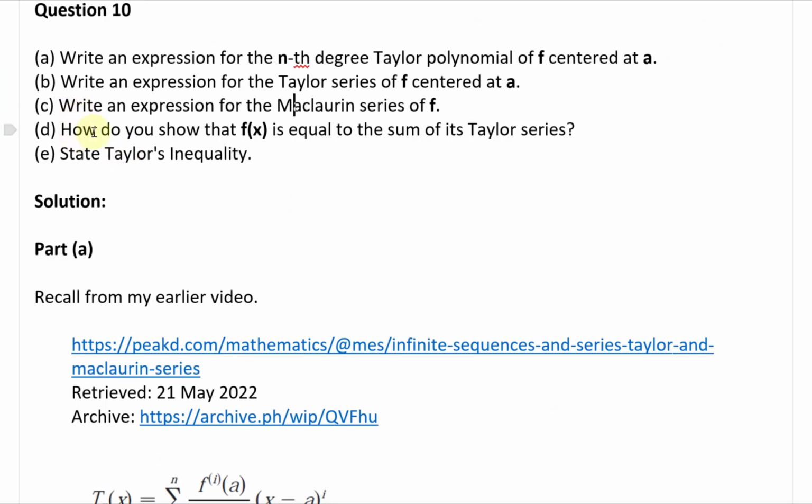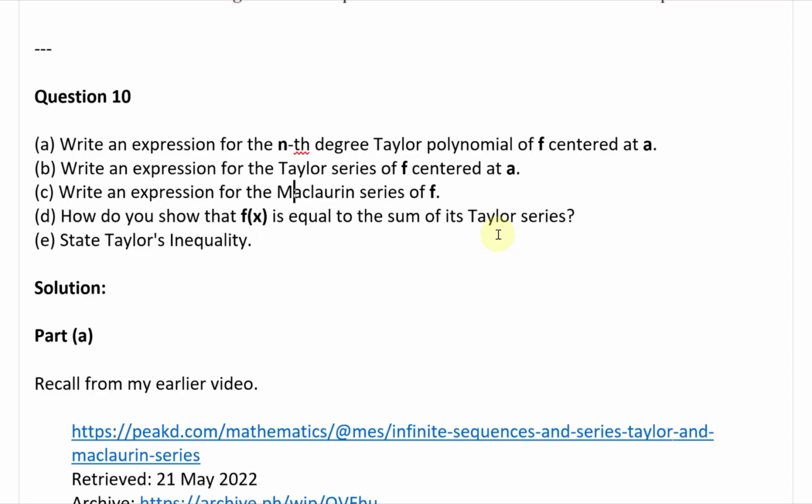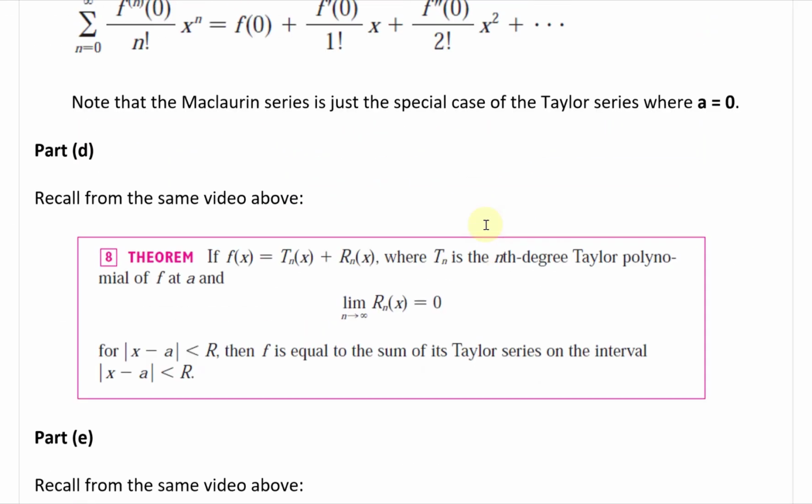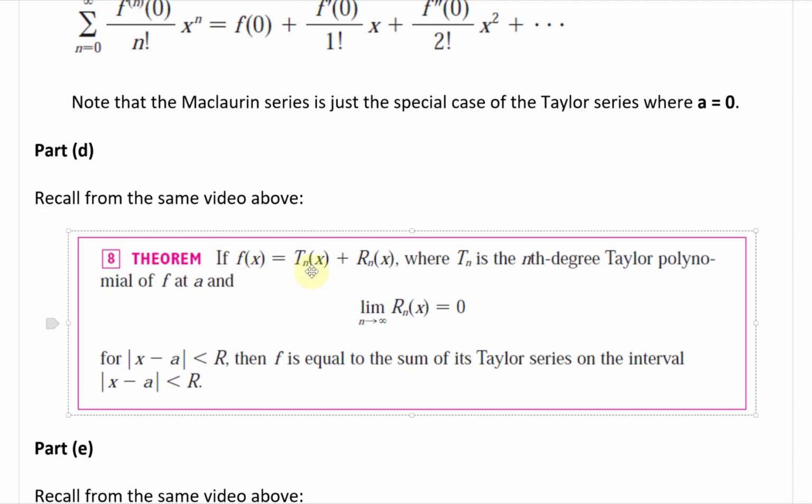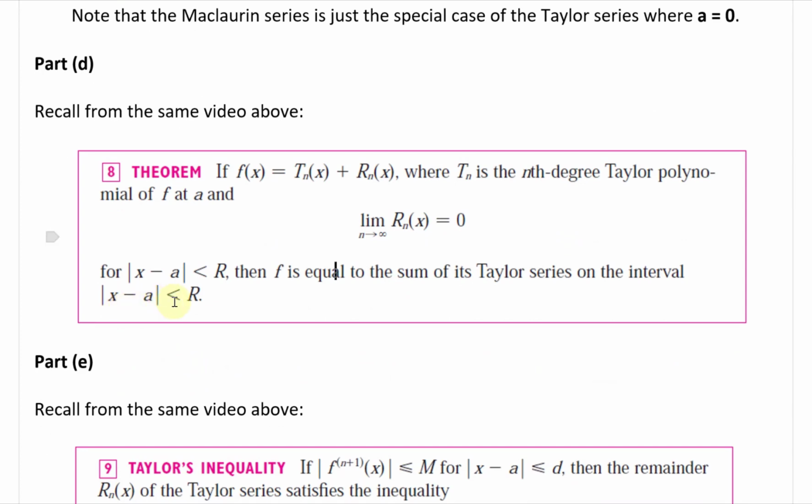Alright, so now part D. How do you show that f(x) is equal to the sum of its Taylor series? Let's take a look at D right here. We can recall from the same video above, and here's the theorem to show that. If f(x) is equal to the nth degree Taylor polynomial Tn of x plus a remainder Rn of x, where Tn is the nth degree Taylor polynomial of f at A, and the limit as n approaches infinity of Rn of x is 0, so in other words the remainder goes to 0, for the radius of convergence, absolute value of x minus A is less than r, then f is equal to the sum of its Taylor series on the interval inside its radius of convergence. So absolute value of x minus A is less than r.